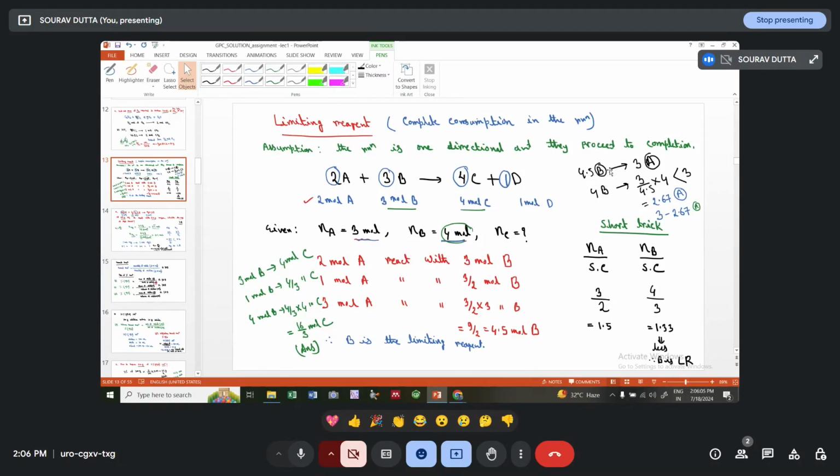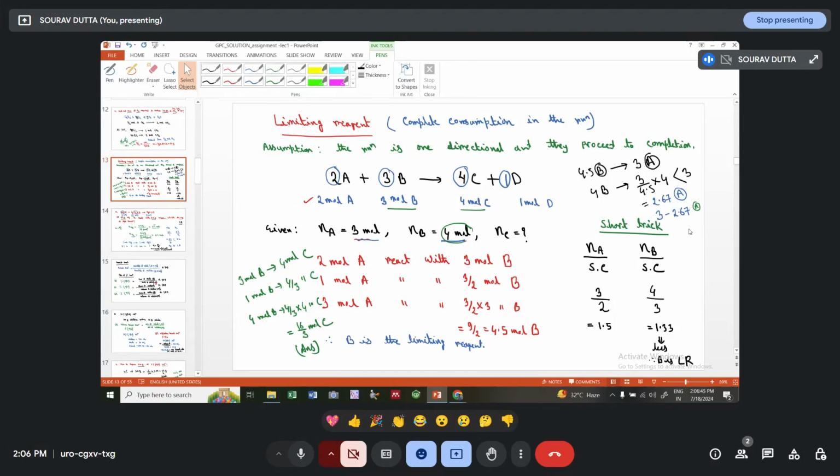Very easy, we can understand it in this way. 4.5 moles B react with 3 moles A. So 4 moles B react with 3/4.5 into 4. That is basically 2.67. So this is less than 3. That means when B is completely consumed, then only 2.67 moles of A is consumed. So 3 minus 2.67 moles of A remain present in the solution as unreacted. This A cannot be reacted.